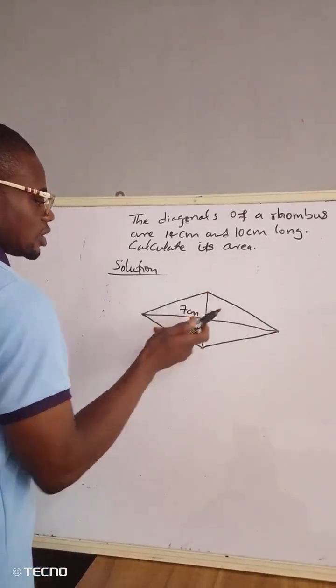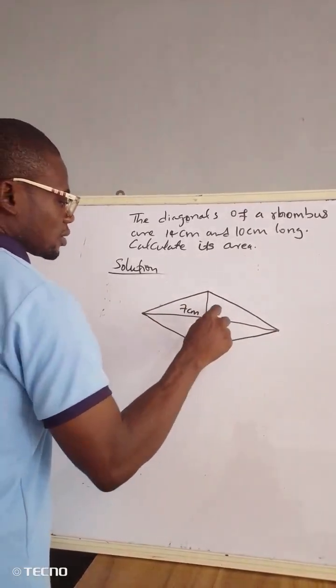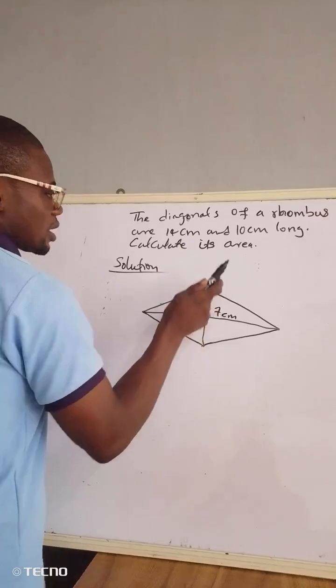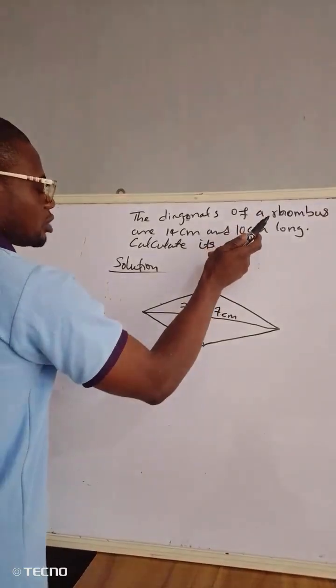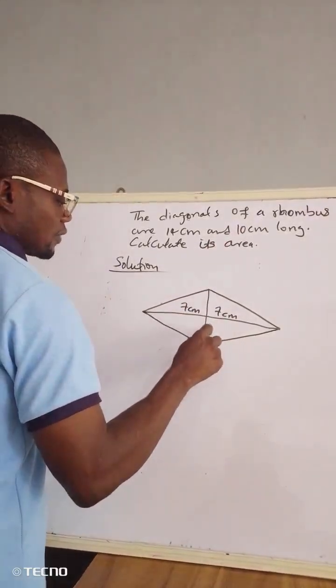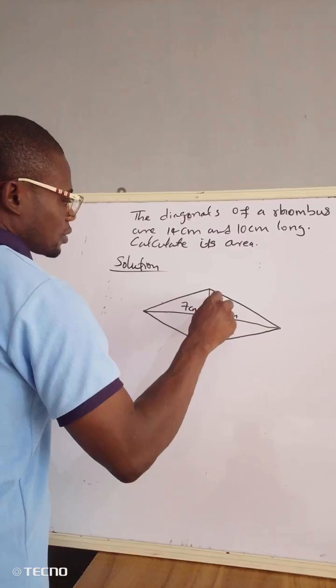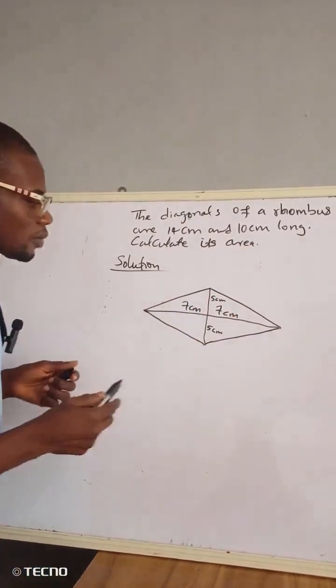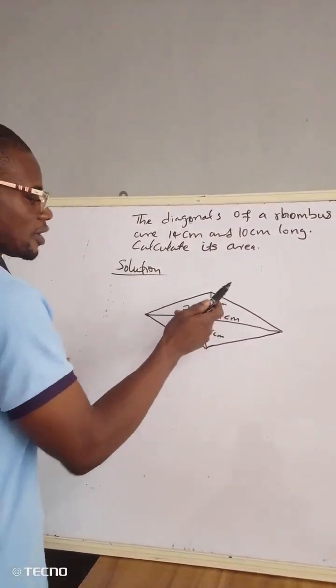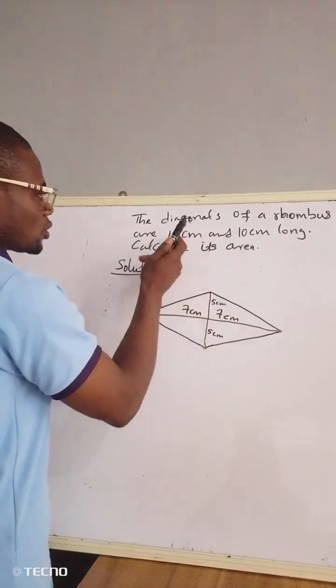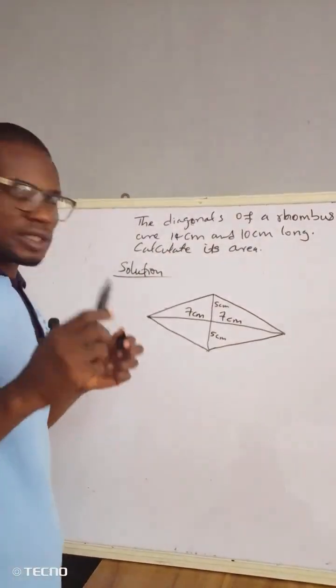14 centimeter divided by 2, so I have 7 centimeter here, 7 centimeter here. The shorter diagonal is 10 centimeter. Therefore, I need to have 5 centimeter here, and here also 5 centimeter. So 5 plus 5 will give us 10 centimeter, and 7 plus 7 will give us 14 centimeter, respectively.